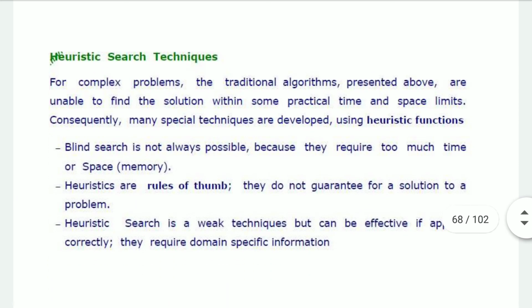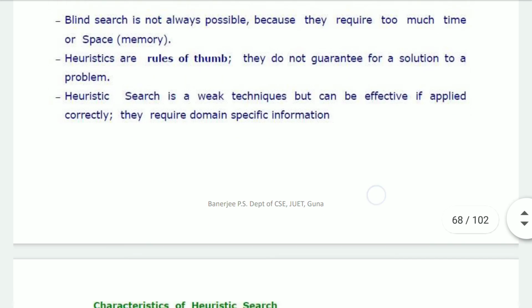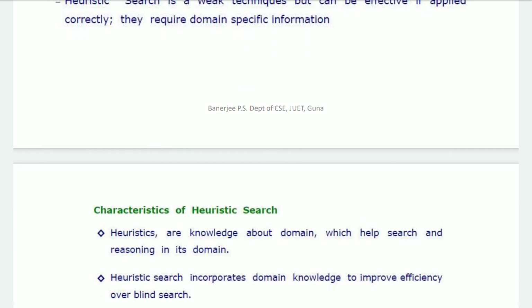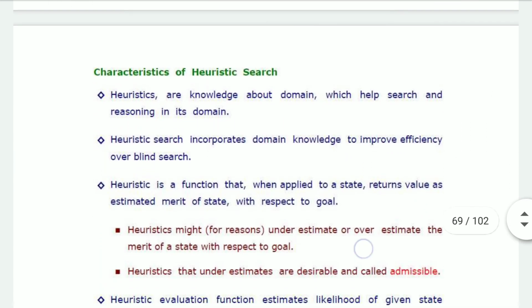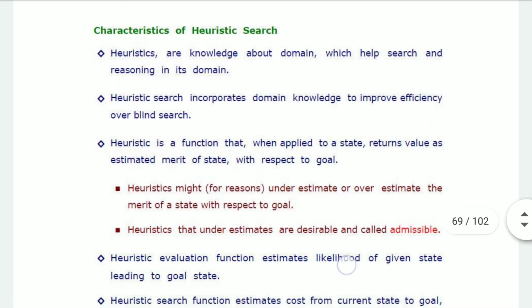Then heuristic search techniques. Many times I have talked about them, right? Then the characteristics of heuristic search. These are simple theories. You have to go through them, right?